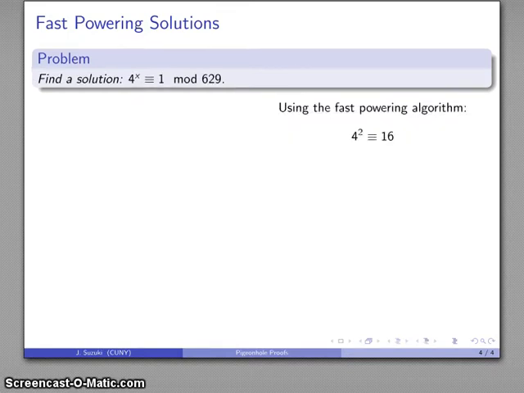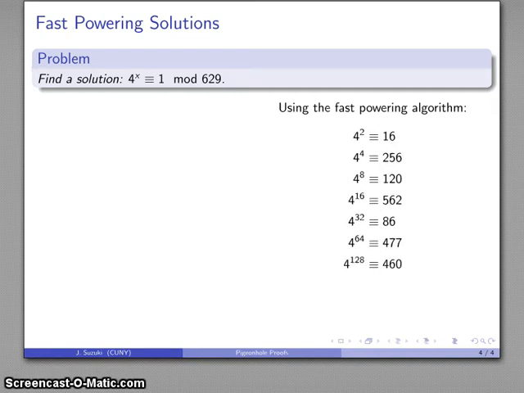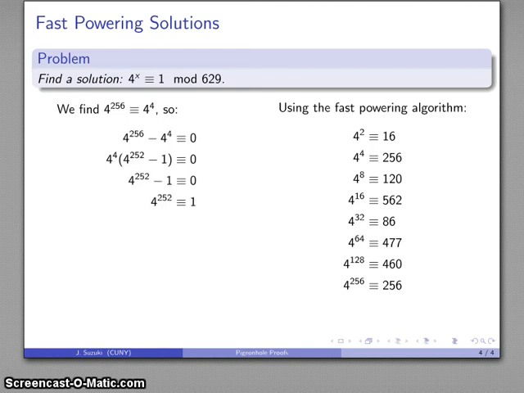So 4 squared is 16, and squaring again, and again, and again, and again, and again, and again. Oh, wait, there we go. Power of 4, power of 4. They are congruent, and so that gives us our equivalence. Two powers of 4 that are equivalent. So I can do the algebra, and get my solution: 4 to the power 252 is going to be congruent to 1.